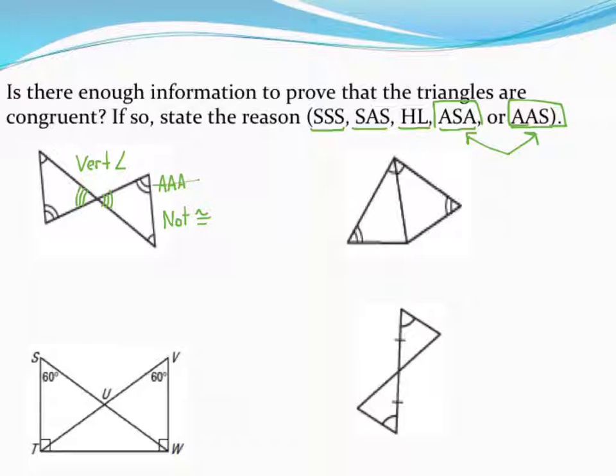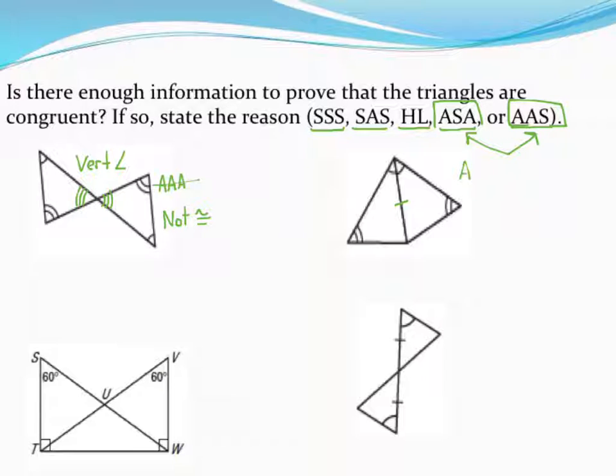In our next set of triangles, I can add a tick mark for the reflexive property. And again, you may want to make a note of why you added that tick mark. That'll be important for our proofs. So I can add a tick mark for reflexive property because they share that side. And now if I take a look, I have 2 angles marked and a side.